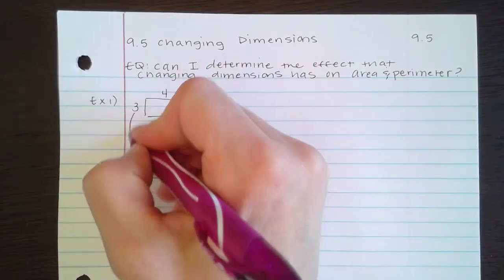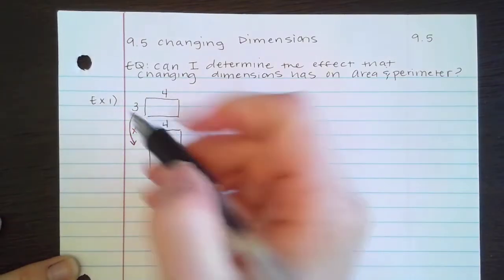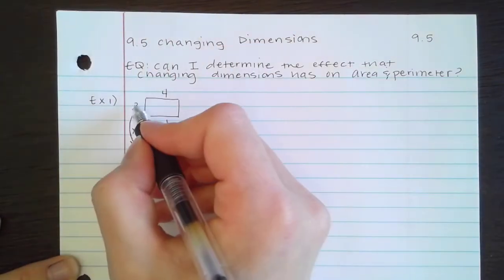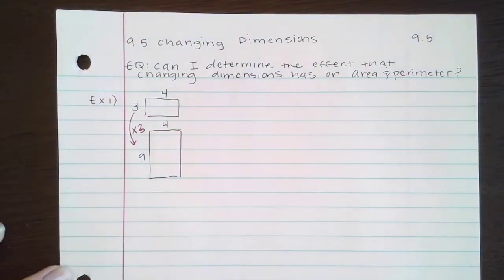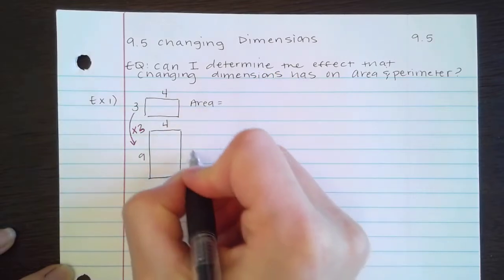But I'm going to use some colors here today. We're going to multiply the height by 3. We're just going to change one of the dimensions by 3. 3 multiplied by 3 is 9. Now, let's see what effect that has on the area.